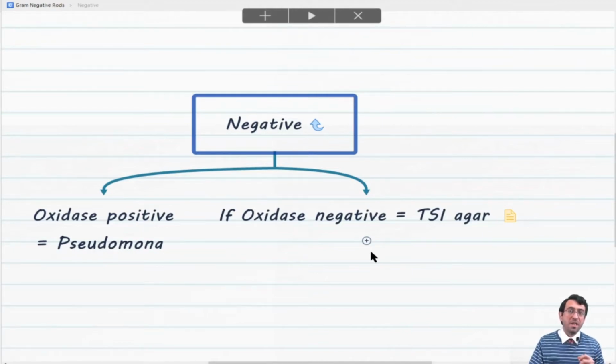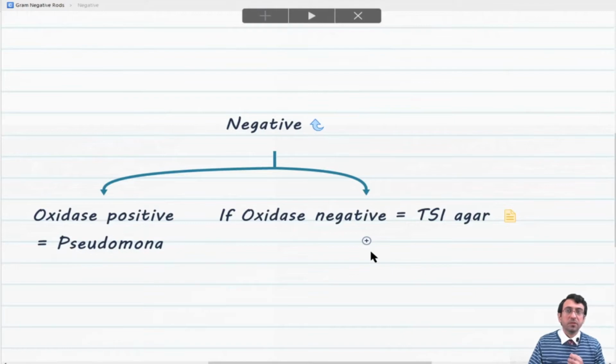These are either Pseudomonas, which is the only one that's oxidase positive, or they are going to be the ones that we use the acronym SHIPS for: Shigella, Yersinia, Proteus, Salmonella. You ready for that? Remember, if a non-lactose fermenter enteric gram-negative rod is oxidase negative, it is SHIPS: Shigella, Yersinia, and Proteus, Salmonella.